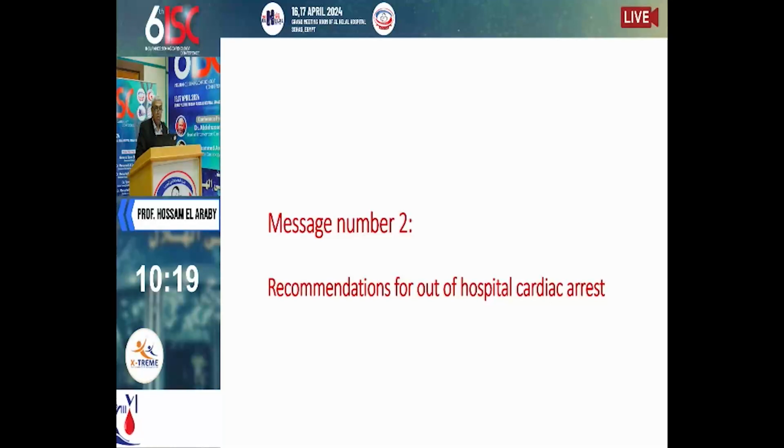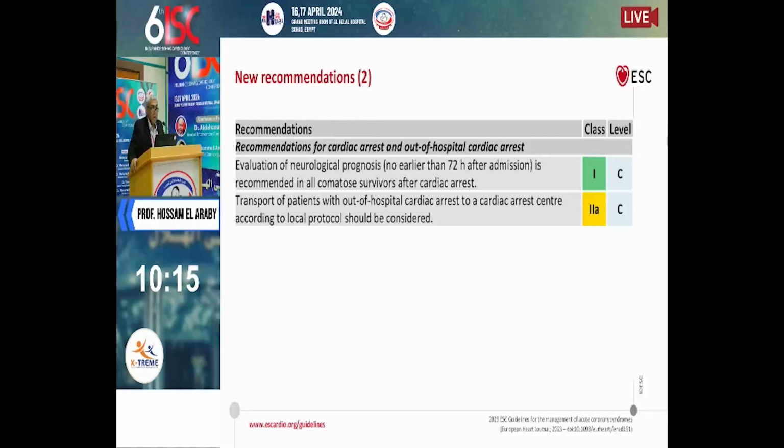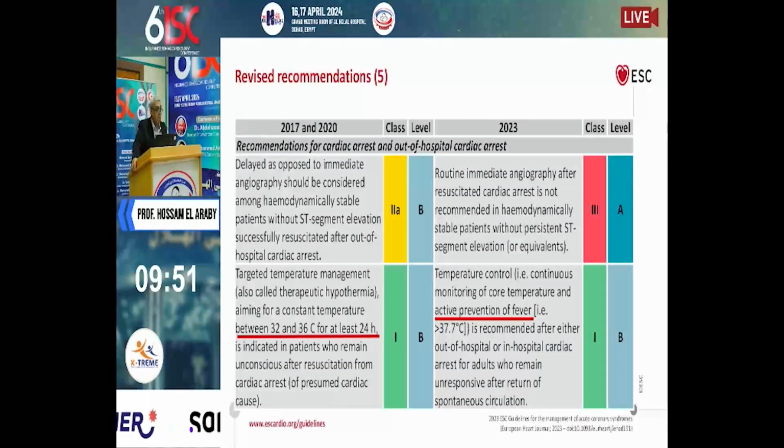The second message is recommendations of out-of-hospital cardiac arrest. The recommendation is evaluation of neurologic prognosis no earlier than 72 hours after admission, with a class 1 indication. And then transport of patients with out-of-hospital cardiac arrest to a cardiac arrest center is class 2A according to the local protocol. The concept of therapeutic hypothermia that was in the previous guidelines, keeping temperature between 32 and 36 for at least 24 hours in patients who remain unconscious after resuscitation from cardiac arrest, is changed to active prevention of fever with maintenance of temperature less than 37.7. And this is a major change in the recommendations in the guidelines.